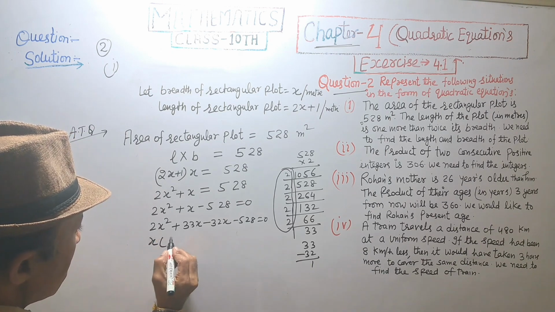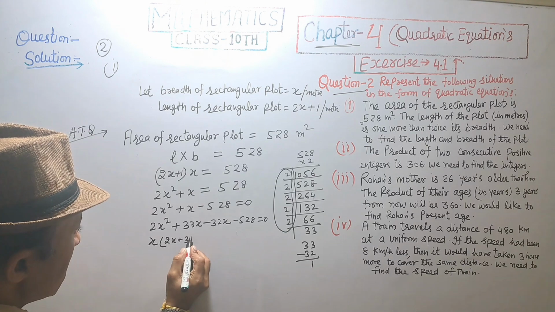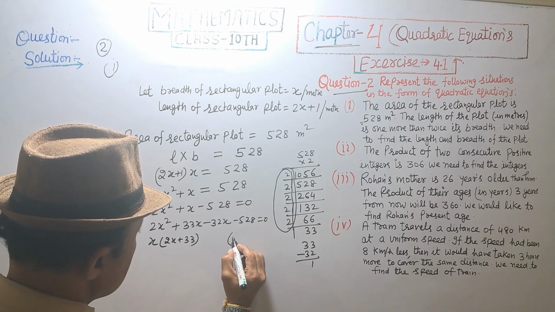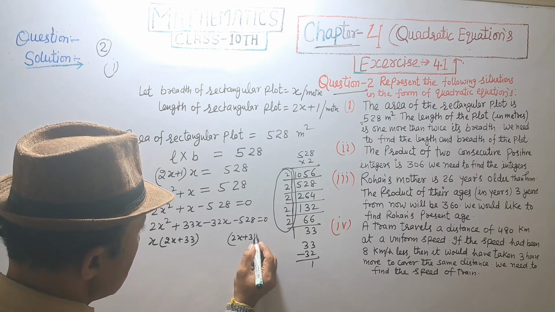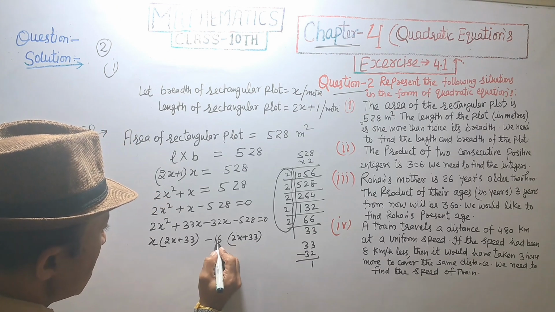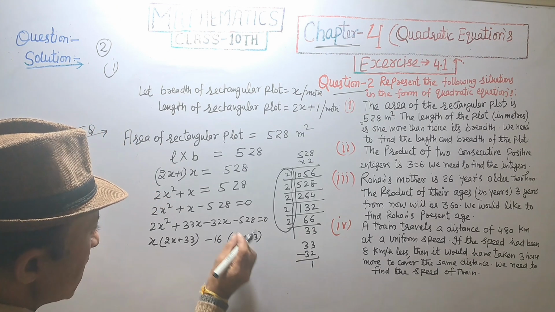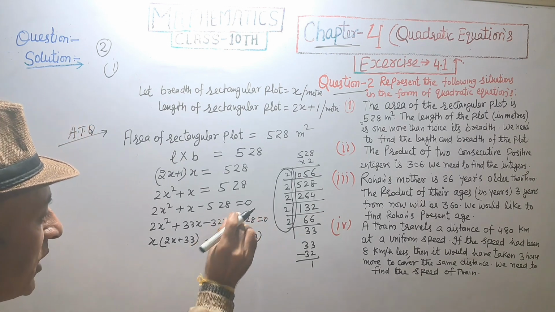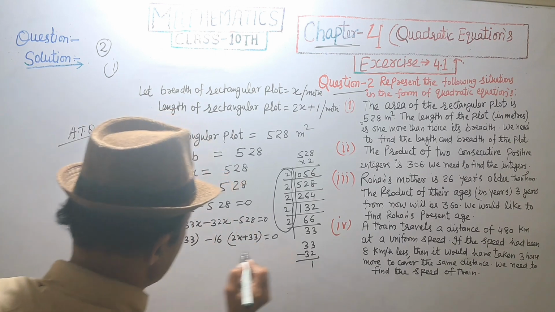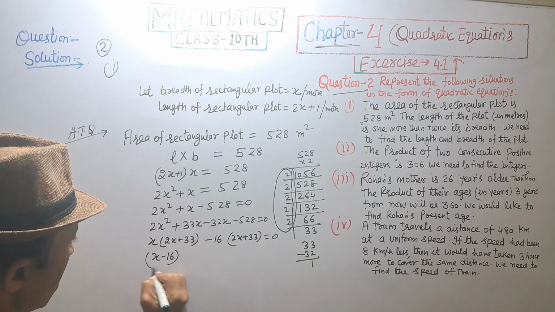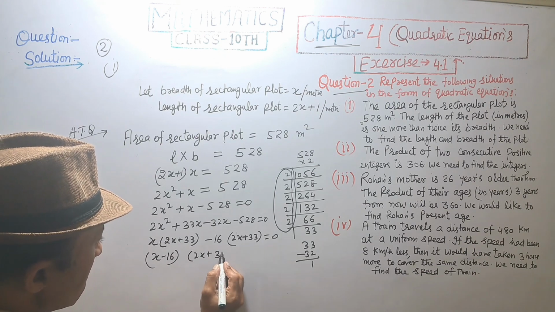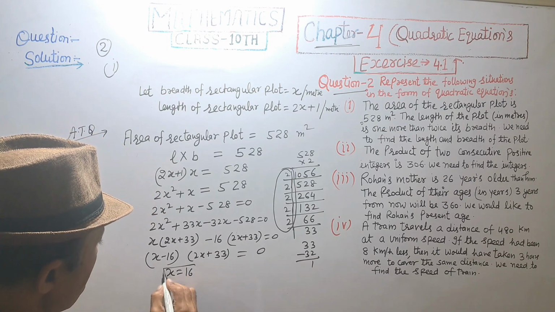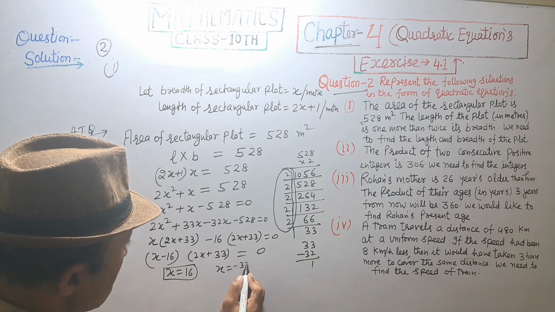Taking x common, we get x times (2x plus 33), and from the other pair, taking 16 common, we get minus 16 times (2x plus 33), since 16 multiplied by 33 is 528, equal to 0. So (x minus 16) is one factor and (2x plus 33) is the second factor equal to 0. x equal to 16 and x equal to minus 33 upon 2.